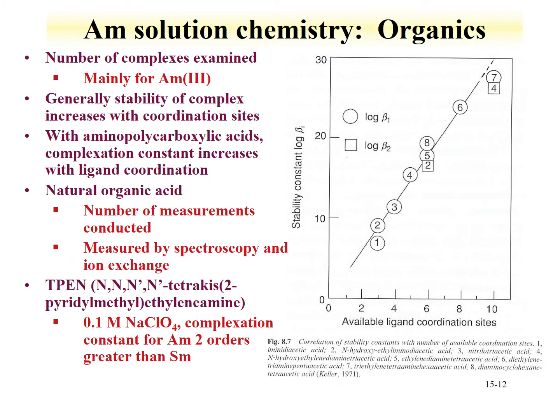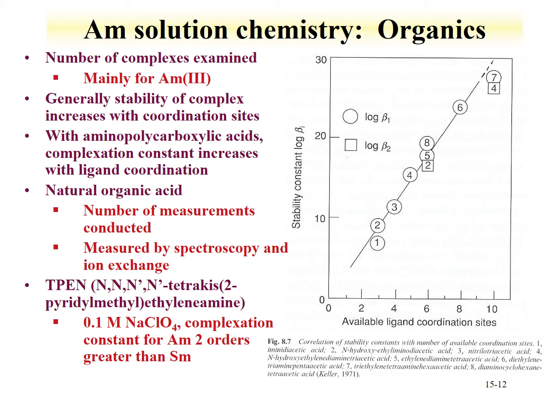A number of americium organic complexes have been evaluated. General stability of the complex increases with the number of coordination sites. With amino polycarboxylic acids, complexation constants increase with the ligand coordination number. There are also studies with natural organic acids, humic acids. A number of measurements have been conducted by spectroscopy and ion exchange. Natural organic matter is an important constituent in the environmental speciation of actinides, including americium.